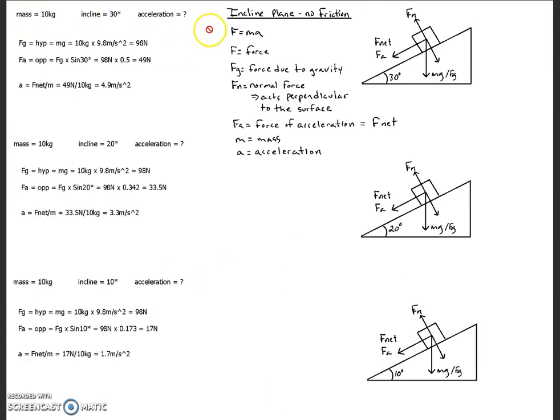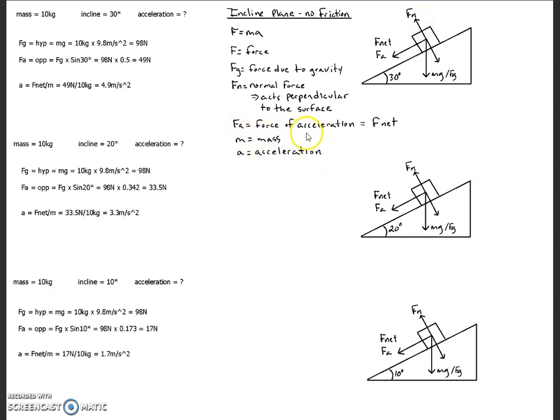So if we look at what this means, if we have an inclined plane with no friction, the force F equals ma. This is Newton's laws here. F is equal to force, Fg is the force due to gravity, Fn is the normal force, which acts perpendicular to the surface. So if this is the surface, the Fn is perpendicular to it.